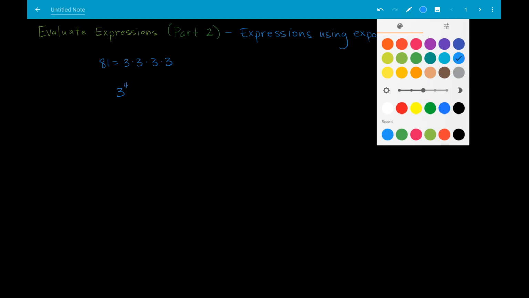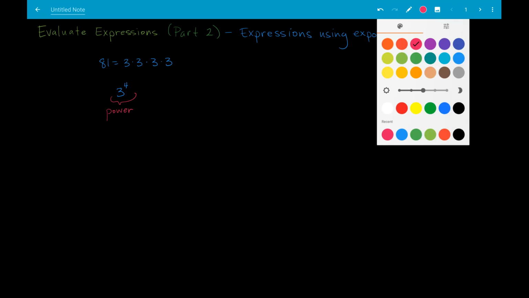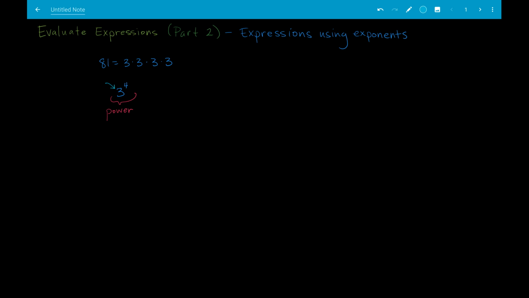Now, this whole thing right here is called a power. The big number in the power right here, that's called the base. And the little number up here is called an exponent. And so writing 3 to the fourth power is the same thing as 3 times itself 4 times.